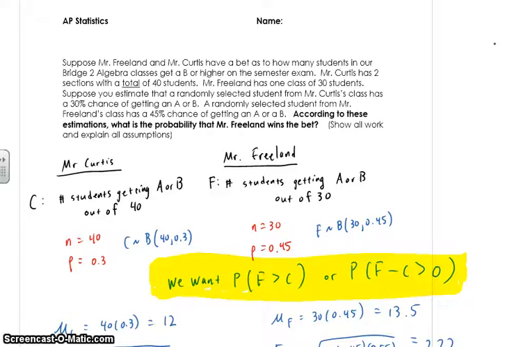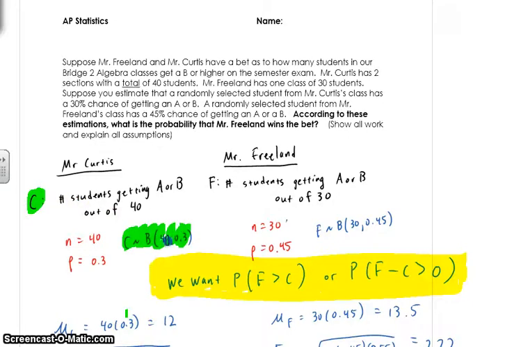Mr. Freeland and Mr. Curtis have a bet. There's two classes. Freeland has 40 total students, actually 30. Curtis has 40. The bet is that Mr. Freeland gets more students that get A's or B's than Mr. Curtis, even though Mr. Freeland has fewer students. So what you should recognize is that the number of students that each teacher gets that gets an A or B, those are binomial random variables.